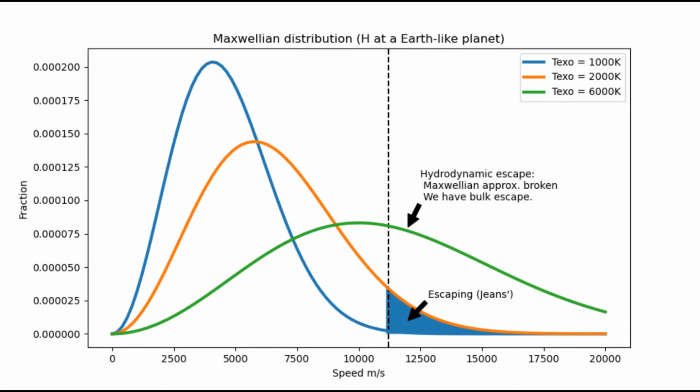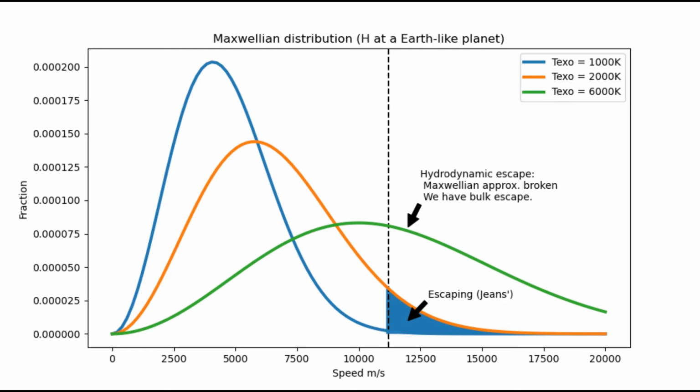Let's speak about the thermal escape. We have two kinds of thermal escape: the slow thermal escape and the fast thermal escape. When we look at the Maxwellian distribution of the species in the upper atmosphere, for example here, hydrogen at an Earth-like planet, we can see that the distribution of the species as a function of the temperature means that there is a tail in the distribution that is above the escape speed.